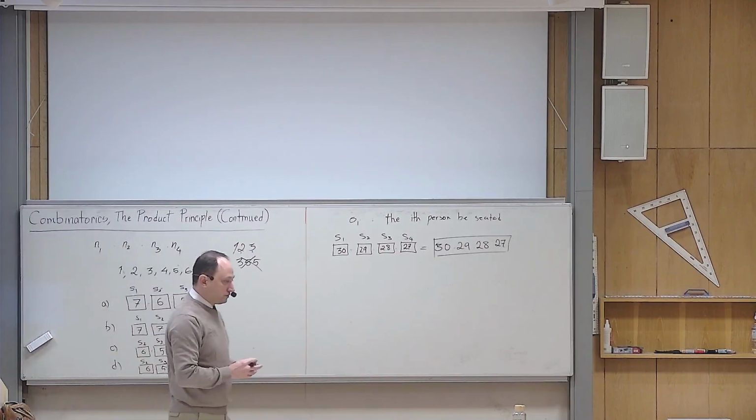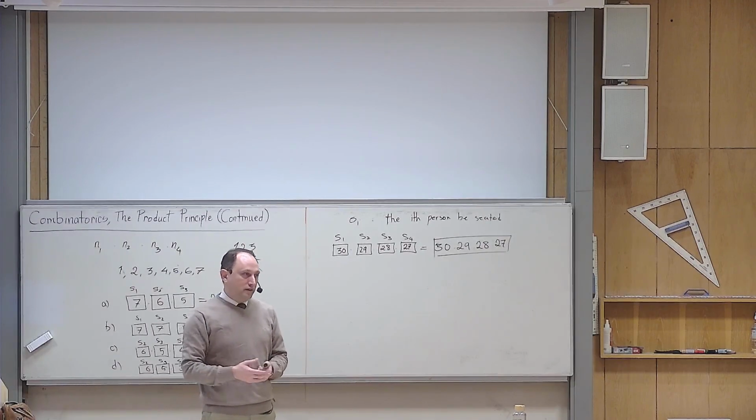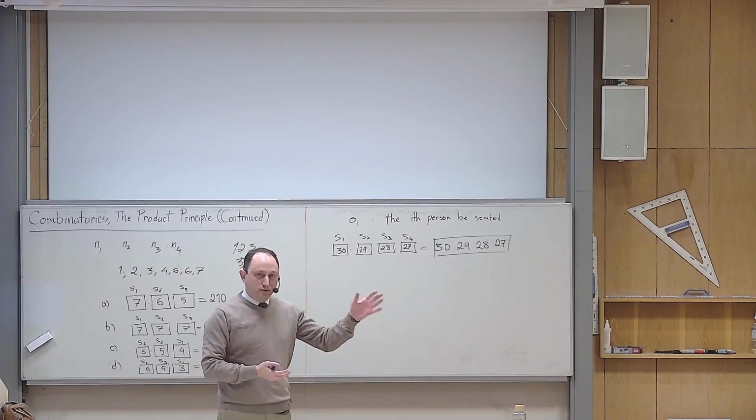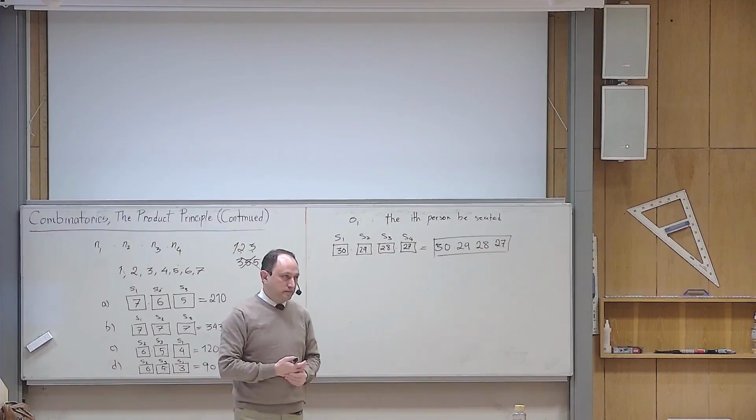And then what we want to do is choose 4 of these people and then give them 4 seats. In how many ways can I do that? Yes? Exactly the same ways. Yeah, that's exactly the same.